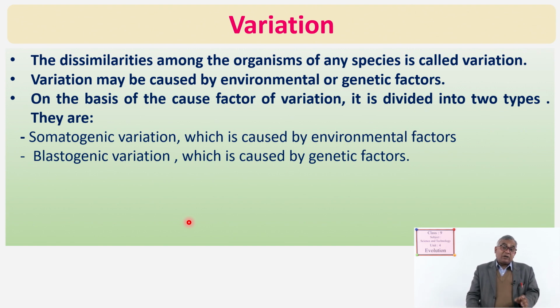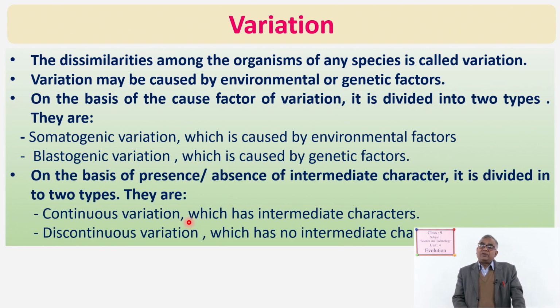So a number of examples you can give. Not only somatogenic and blastogenic, two other terms are also used for the type of variation. On the basis of presence or absence of intermediate characters, the variation is divided into two types. They are continuous variation, which has intermediate characters.